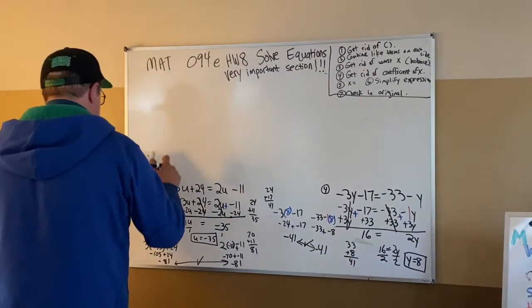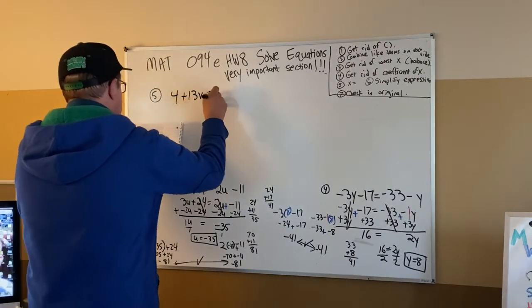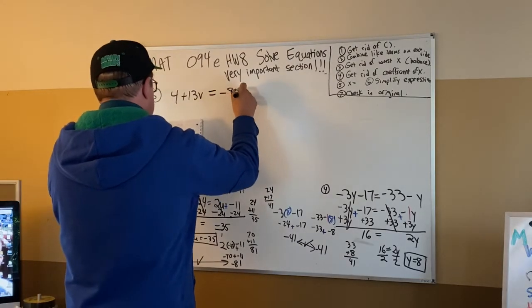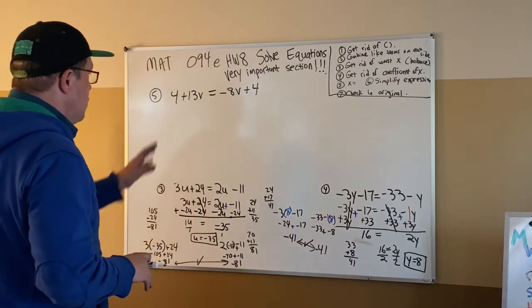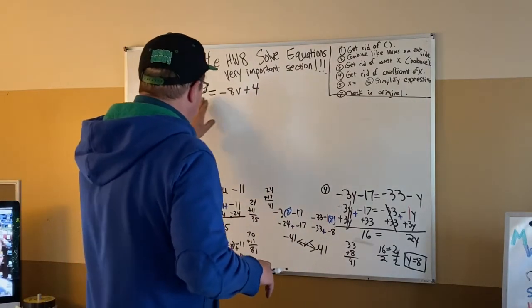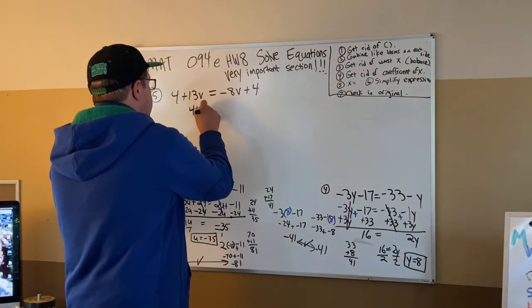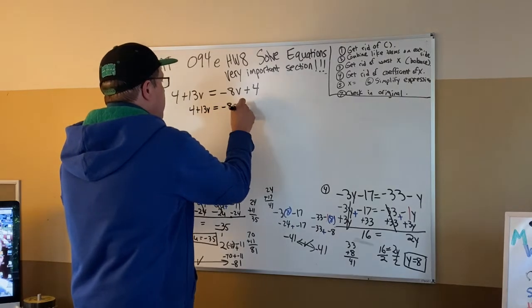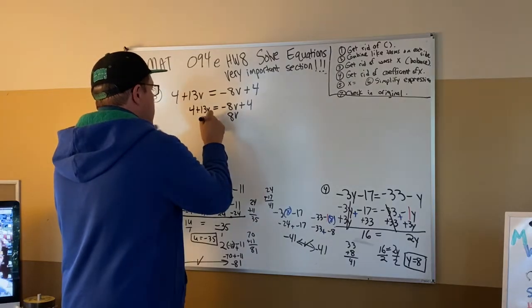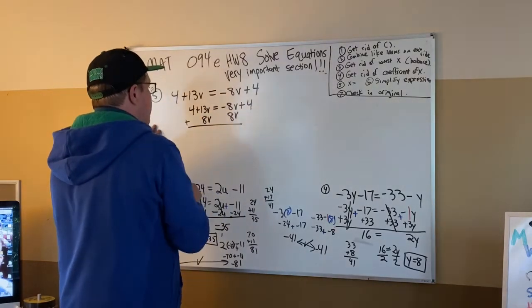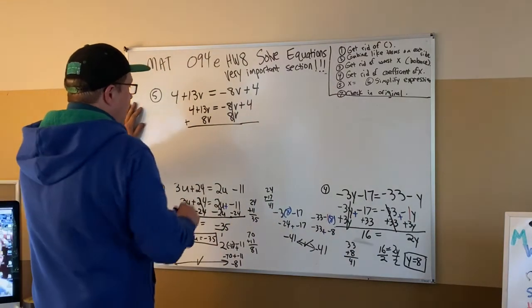Here we go. Number 5. 4 plus 13v equals negative 8v plus 4. We'll do what we're supposed to do. 13v or negative 8v. Negative is worse than positive for your bank balance. That's what's got to go out. So we'll write again 4 plus 13v is negative 8v plus 4. I'm going to get rid of the negative 8v with positive 8v. So this will be gone. And now this will be 21v.